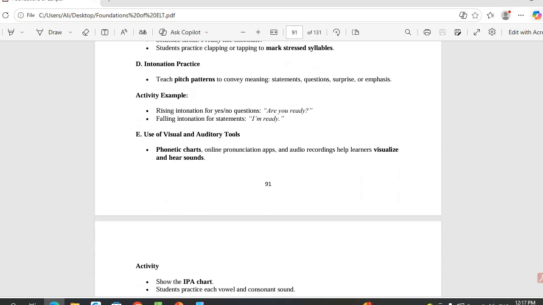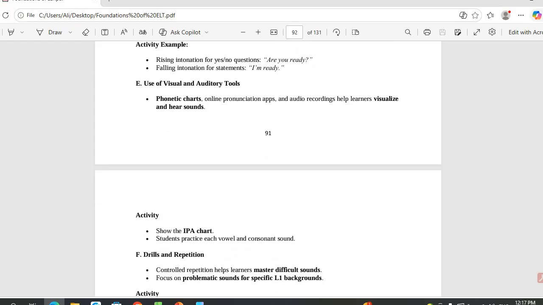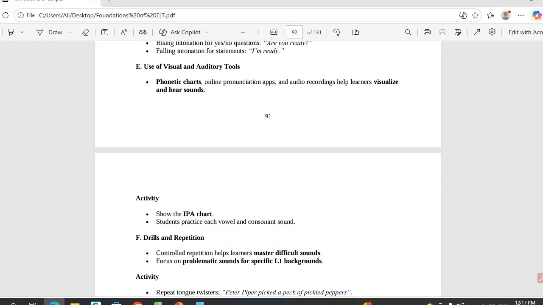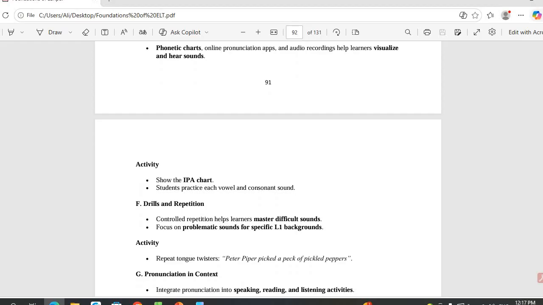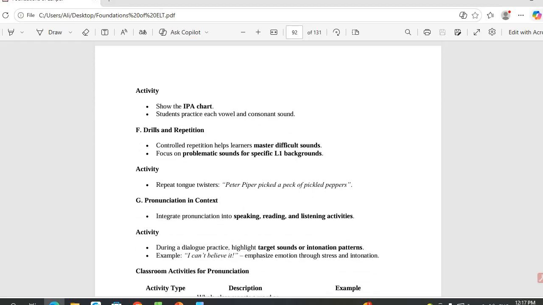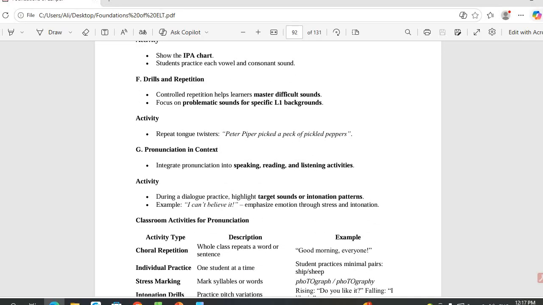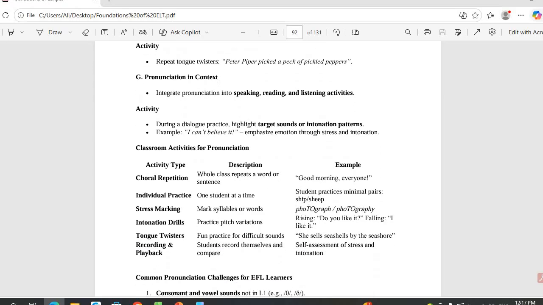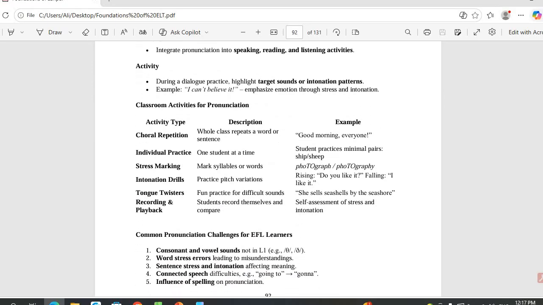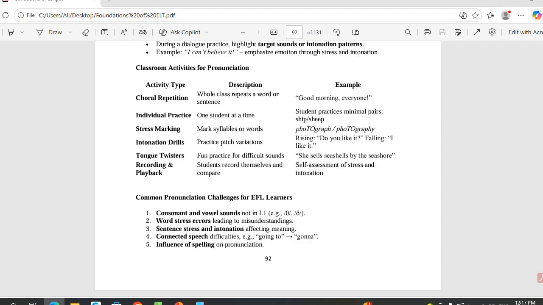The third one is stress and rhythm drills. And then these are some activities. And then intonation practice. Use visual and auditory tools. You listen to different recordings or charts. Drills are repetition, and all these are activities. Classroom activities for pronunciation: choral repetition, the students repeating in chorus, individual practice, stress marking, intonation drills, tongue twisters, recording and playback. All these are different types of classroom activities for pronunciation.